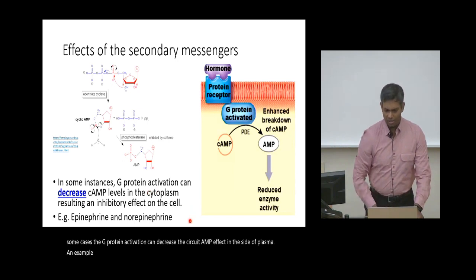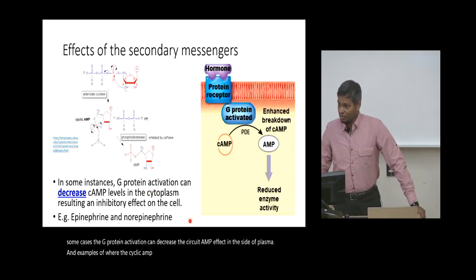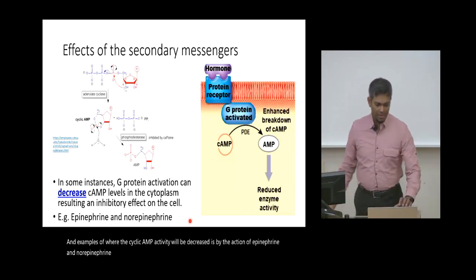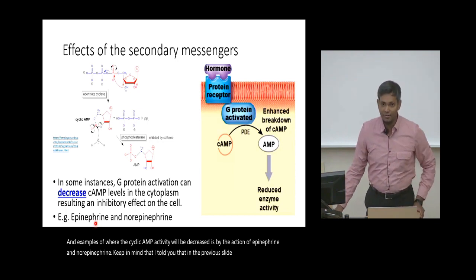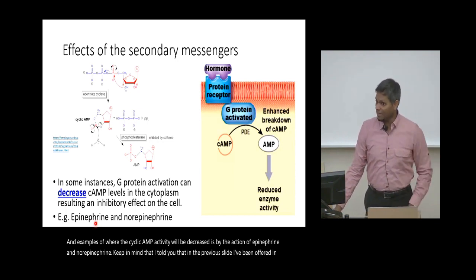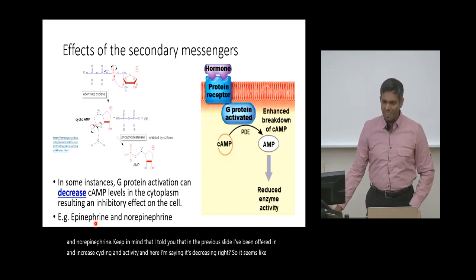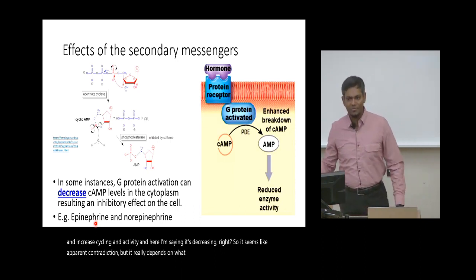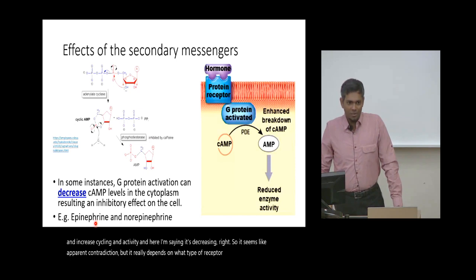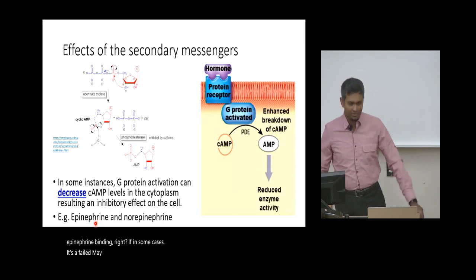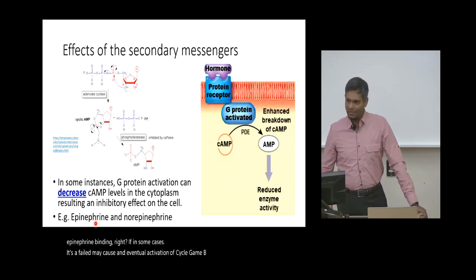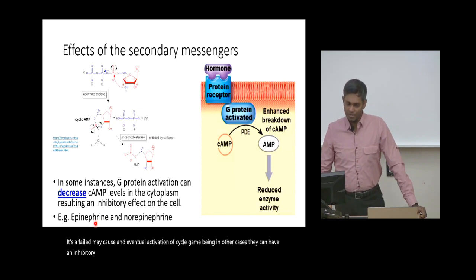An example where the cyclic AMP activity will be decreased is the action of epinephrine and norepinephrine. Keep in mind that in the previous slide, I told you epinephrine and norepinephrine can increase cyclic AMP activity, and here I'm saying it's decreasing it. So it seems like an apparent contradiction, but it really depends on what type of receptor the epinephrine and norepinephrine are binding. In some cases the receptor may cause an eventual activation of cyclic AMP, in other cases it can have an inhibitory effect. So it really depends on what the receptor is.